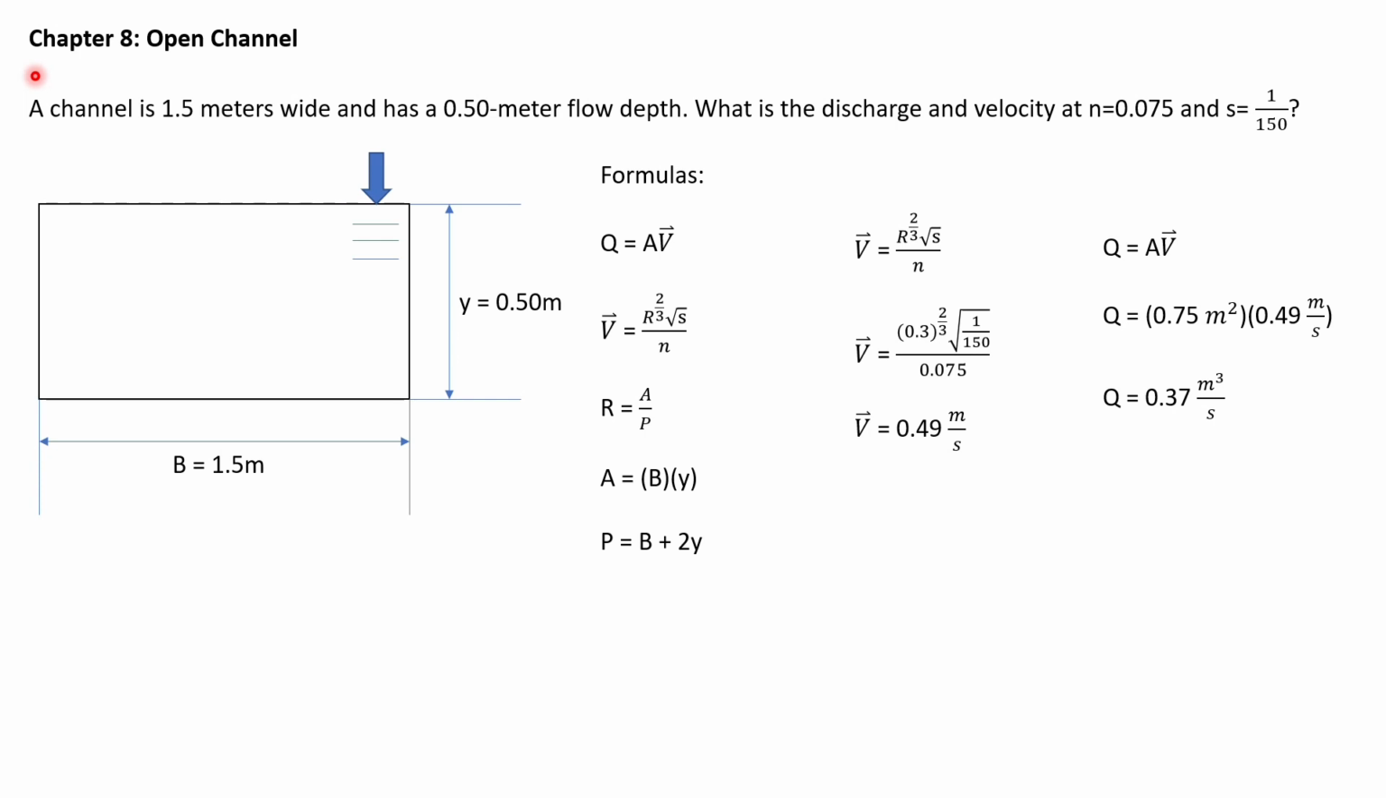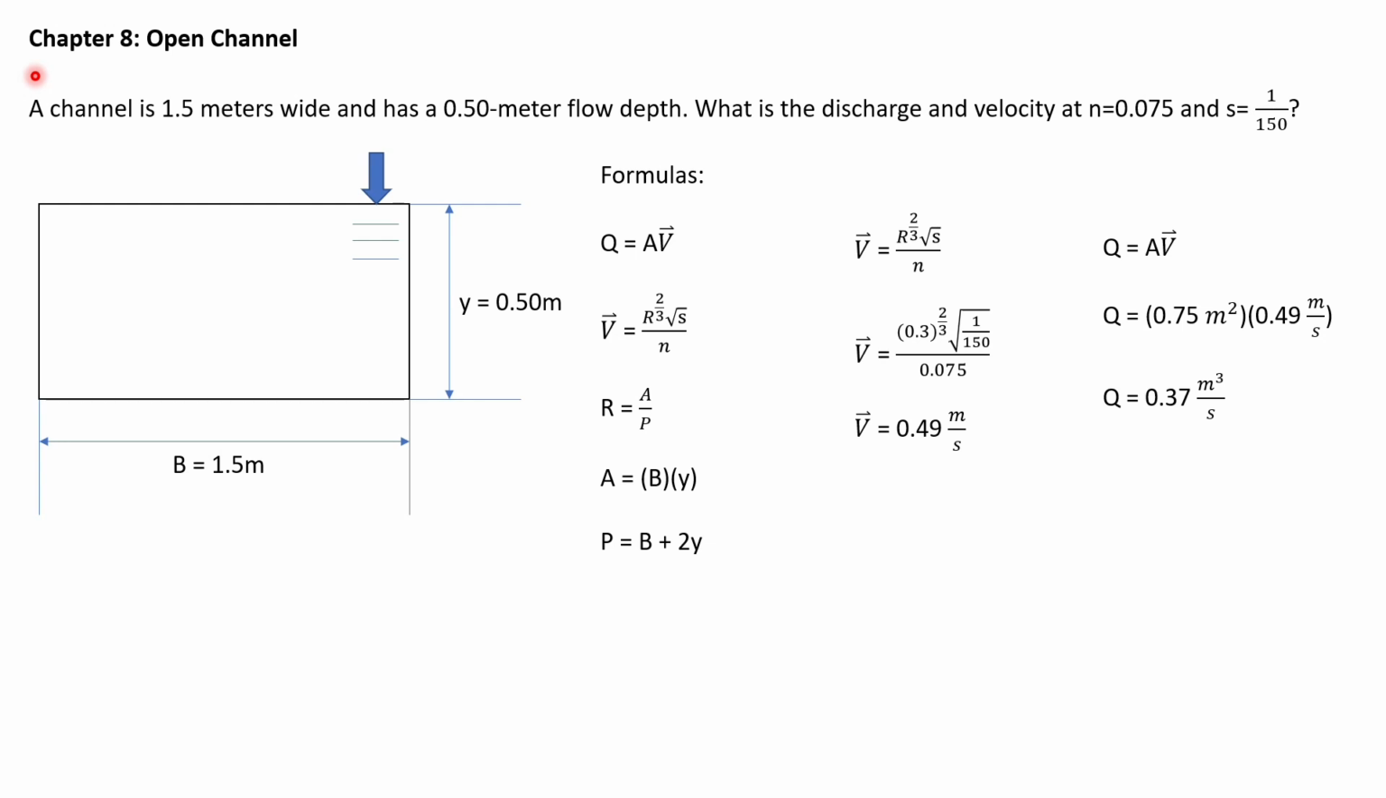Good day everyone. Today we're going to solve problems in chapter 8, the open channel. A channel is 1.5 meters wide and has a 0.50 meter flow depth. What is the discharge and velocity at n equals 0.075 and S equal to 1 over 150?